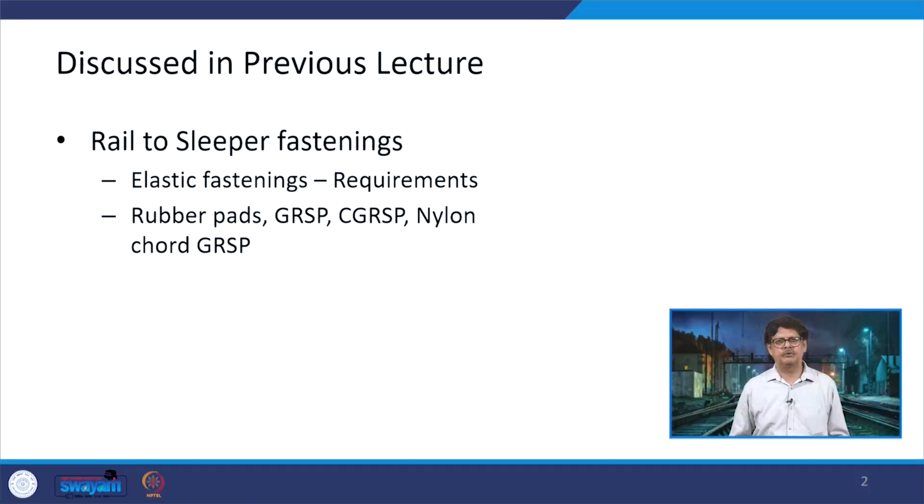In that lecture we talked about the requirements of the elastic fastenings, and then specifically we talked about rubber pads, nylon cord rubber pads, and metal liners, and towards the end we discussed the glass filled liners also.